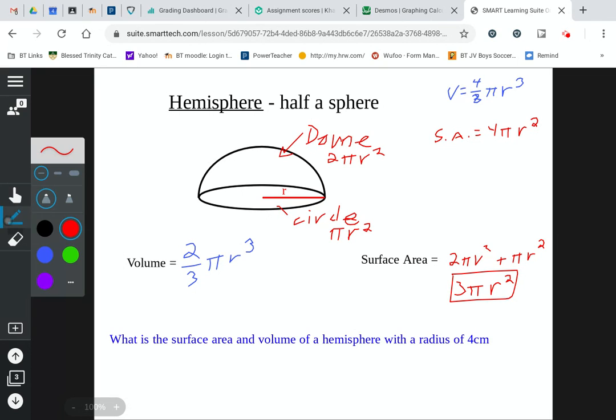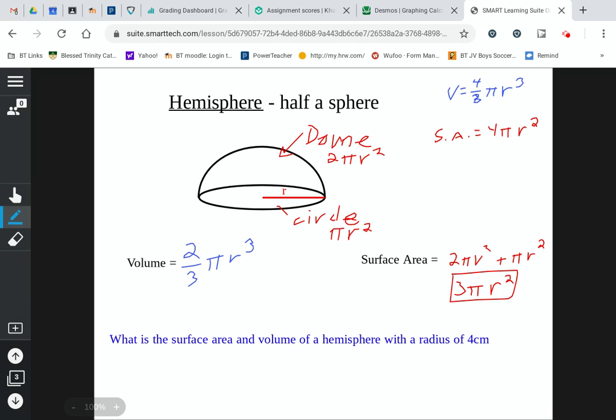All right, so let's answer the question at the bottom. What would be the surface area and volume of a hemisphere with a radius of 4 centimeters? So my volume is going to be 2/3 pi times 4 cubed. Now 4 cubed is 64. 64 times 2 is 128. So this ends up being 128 pi all over 3. And then we're dealing in centimeters cubed.